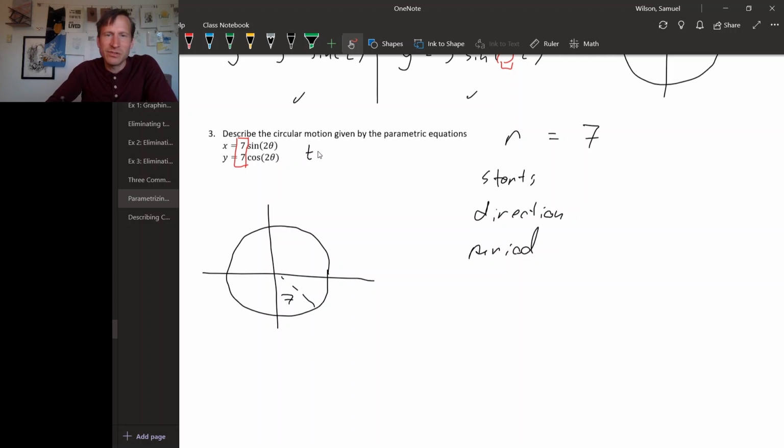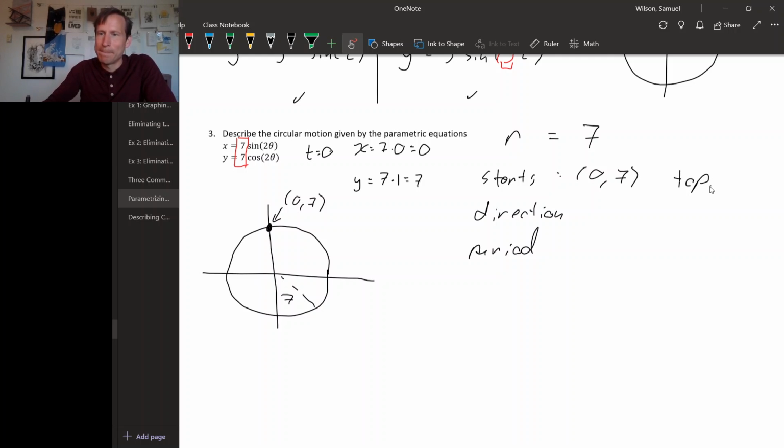Let's plug in t equals 0. For x, we get 7 times sine of 0, and that's 0. So x starts out at 0. And when t is 0, for the y-coordinate, we get 7 times cosine of 0, that's 1. So 7. So when t is 0, these parametric equations start at 0, 7. So that's at the top of the circle. So we're starting at 0, 7. That's the top of the circle.